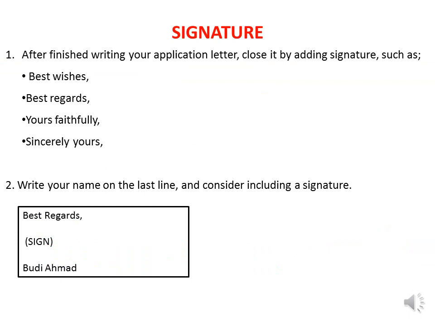Signature. After finishing writing your application letter, generally people close it by adding a signature such as best wishes, best regards, yours faithfully, and sincerely yours. Or in Indonesia, it could be translated as hormat saya or hormat kami. 2. Write your name on the last line and consider including a signature.